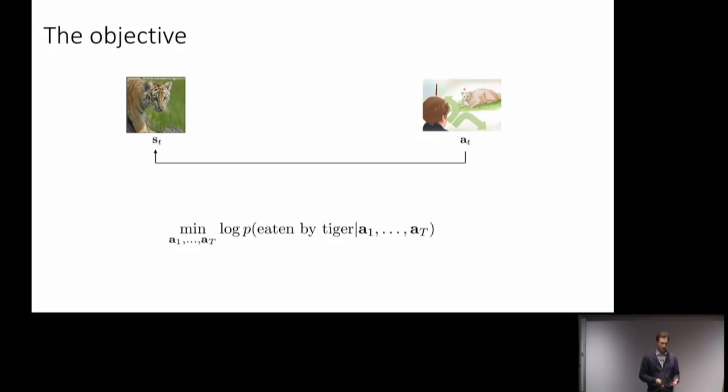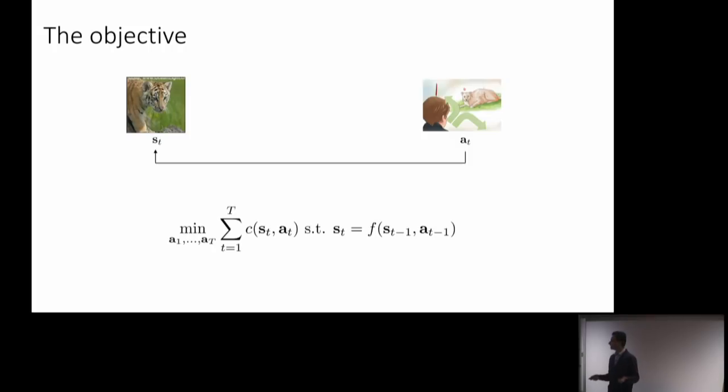So the cost here is the log probability of being eaten by the tiger. Maybe you have some probability of being eaten by the tiger at every time step, and you want to minimize that with respect to all time, from 1 to capital T. In the case of deterministic dynamics, we can write this down as a constrained optimization problem.